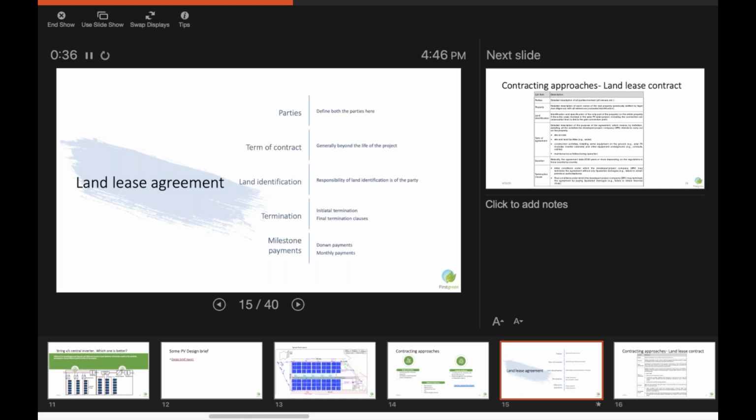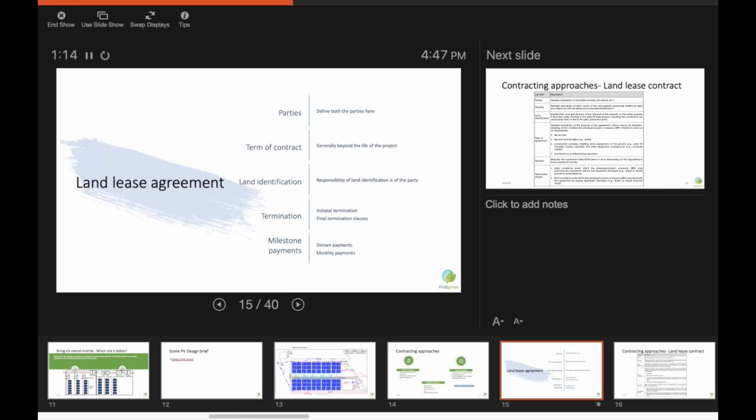This contract typically talks about the term of contract. Typically the term of contract is more than the life of your project, maybe 2-3 years or 5 years beyond the project life. If your project life is 25 years, you should do the land lease up to 30 years, because even after 25 years, it is possible that your plant may generate. We have not seen that, but it is likely that nothing will end even after 25 years. It will remain functioning, so it is better to keep the agreement beyond that.